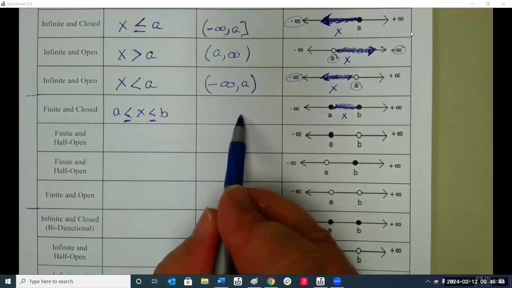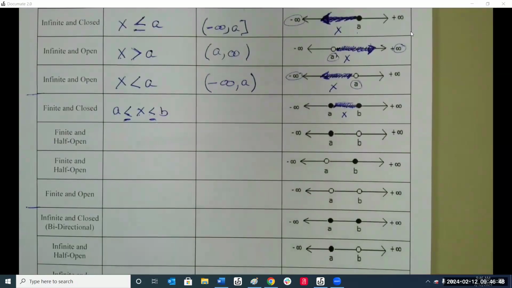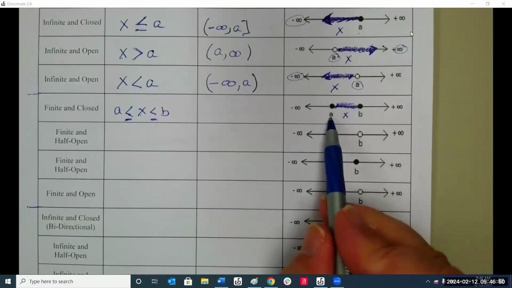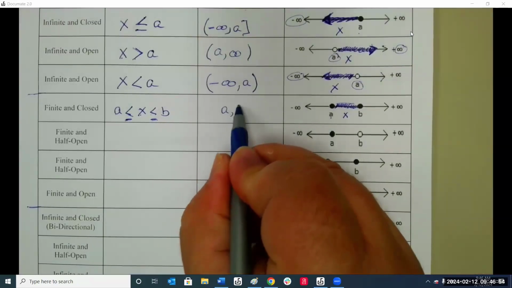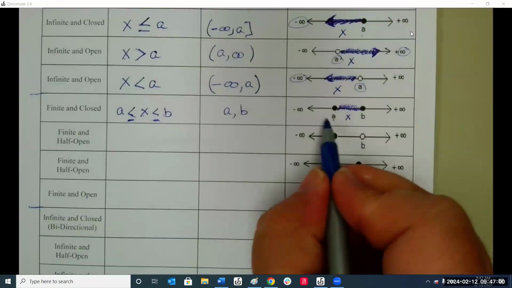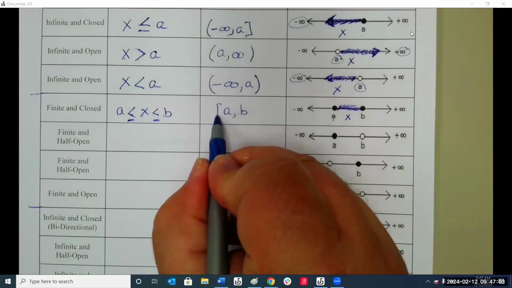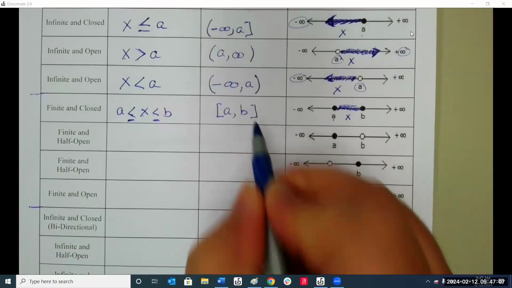So the interval notation. Remember, you only have a beginning and an end. Look at your picture. It's beginning at a, ends at b. Can we use a? Yeah, because it's a solid dot. So that's a bracket. Can we use b? Yes, it's a solid dot, so it's a bracket.